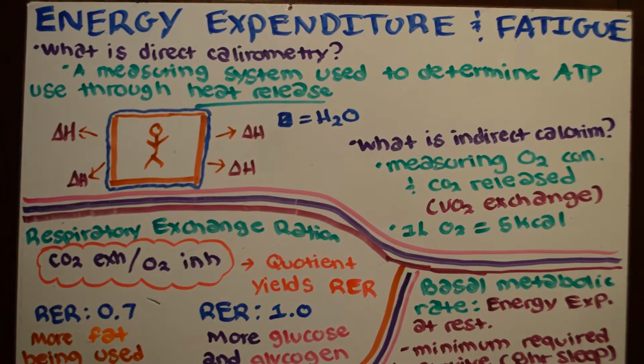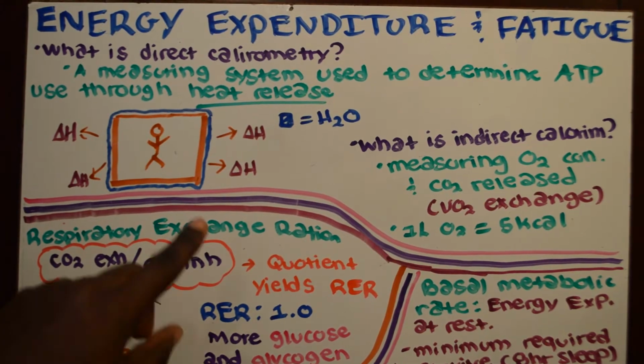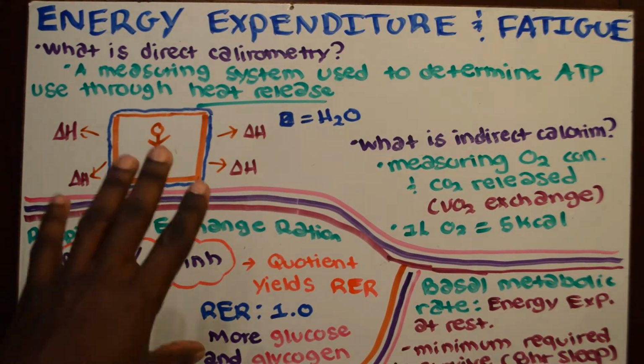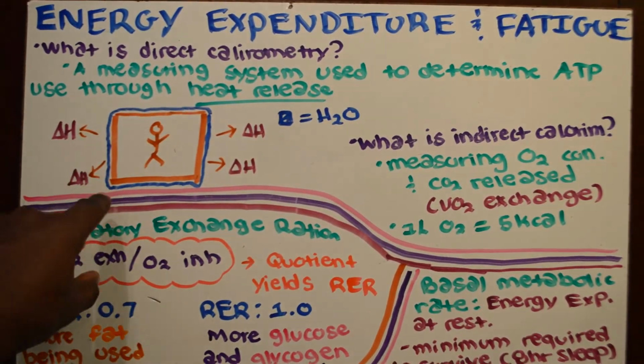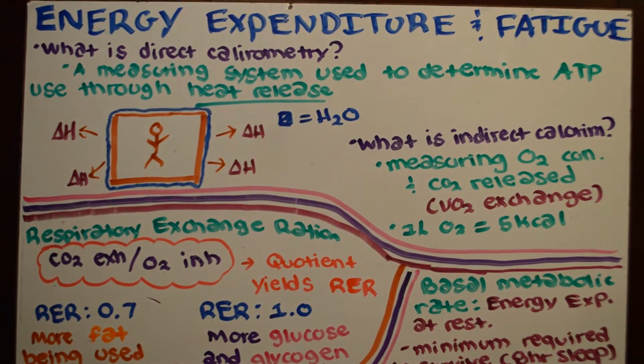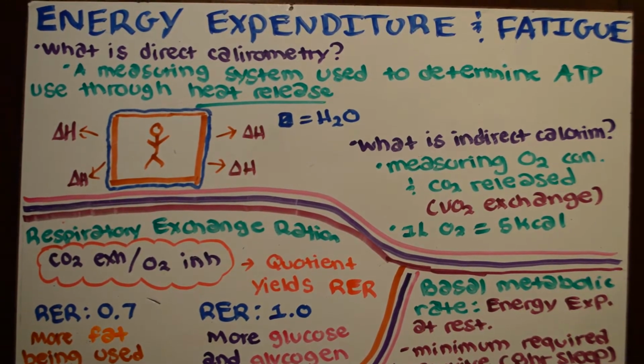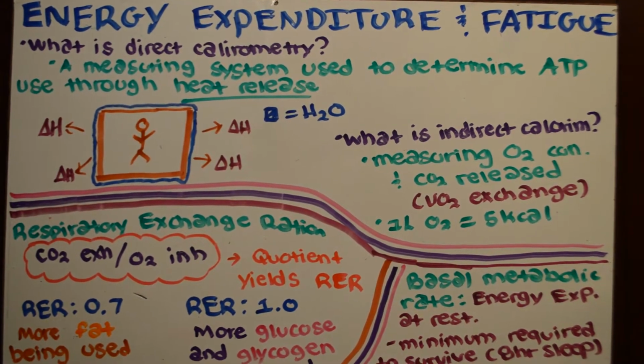With direct calorimetry, we have a person exercising inside this chamber, and there's water, which is in the blue, outside the chamber. The heat is given off, and we measure that, and we're able to correlate that essentially with the ATP production or the ATP usage.